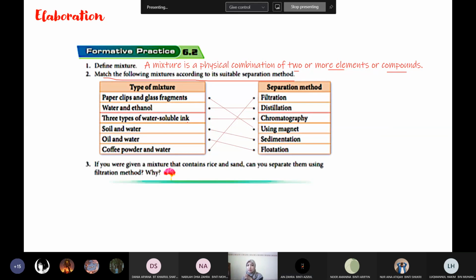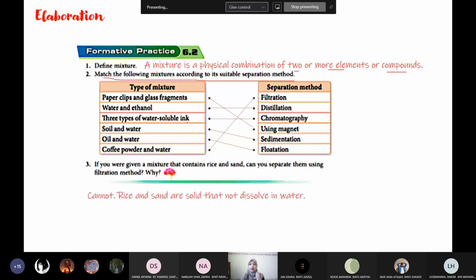Next, question number 3. If you were given a mixture that contains rice and sand, can you separate them using the filtration method? No. Why? Because they are both insoluble solids. Yes. Filtration usually requires an insoluble solid and a liquid.